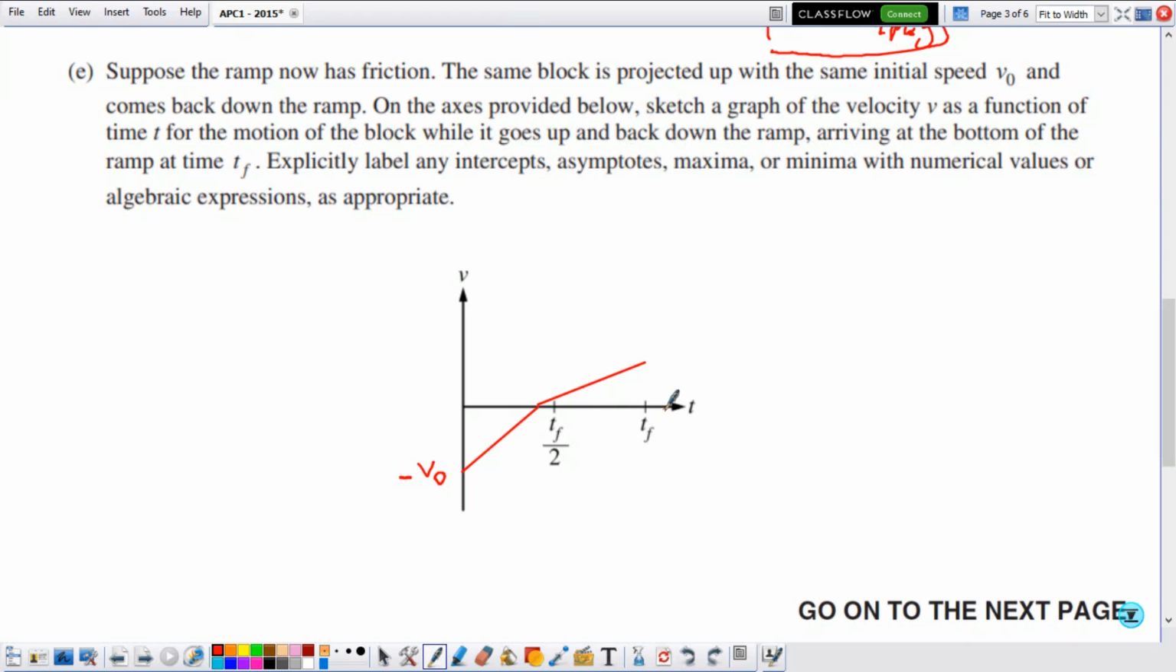Okay, so this is so important. Whenever we have a ramp and we have friction, the upward motion is not symmetric to the downward motion.